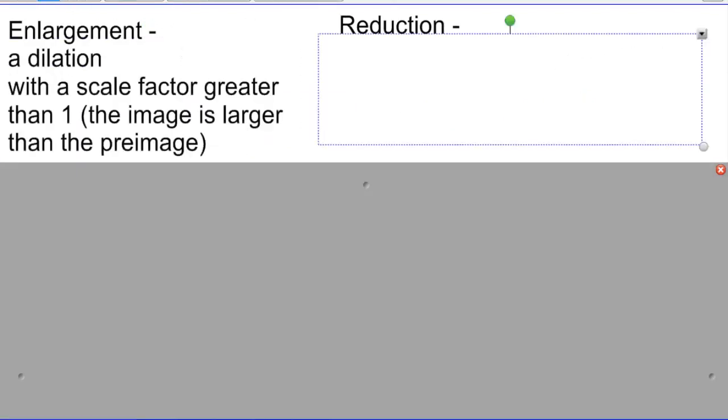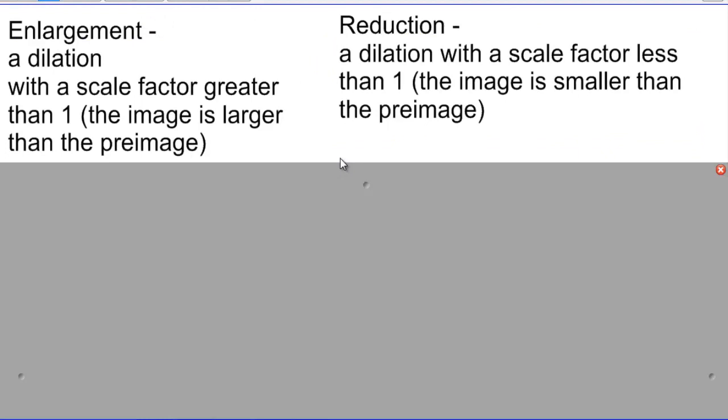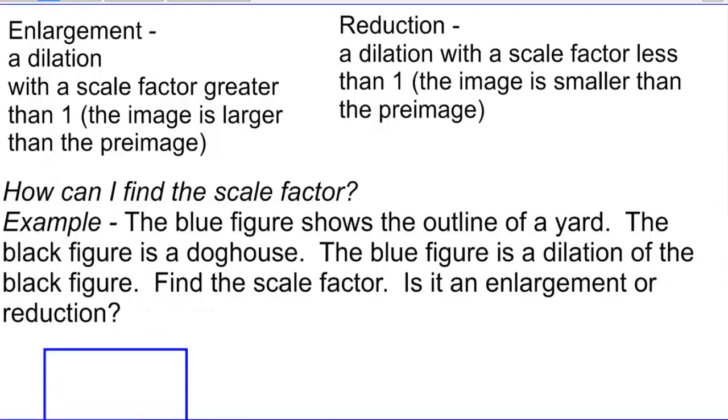Okay, so we have 2 types of dilations. We might have an enlargement or we might have a reduction, and those are pretty much what they sound like. An enlargement is a dilation that has a scale factor greater than 1, so the image ends up bigger than the pre-image. And a reduction is a dilation that has a scale factor less than 1, so the image ends up smaller than the pre-image.